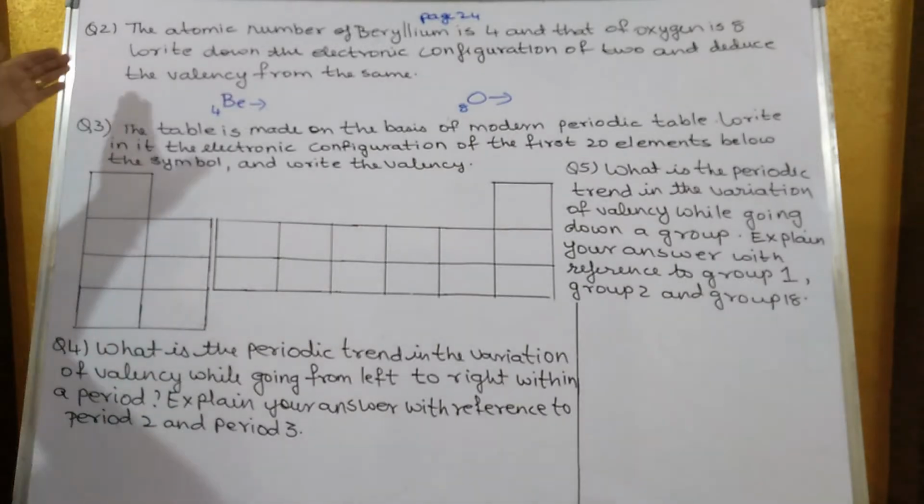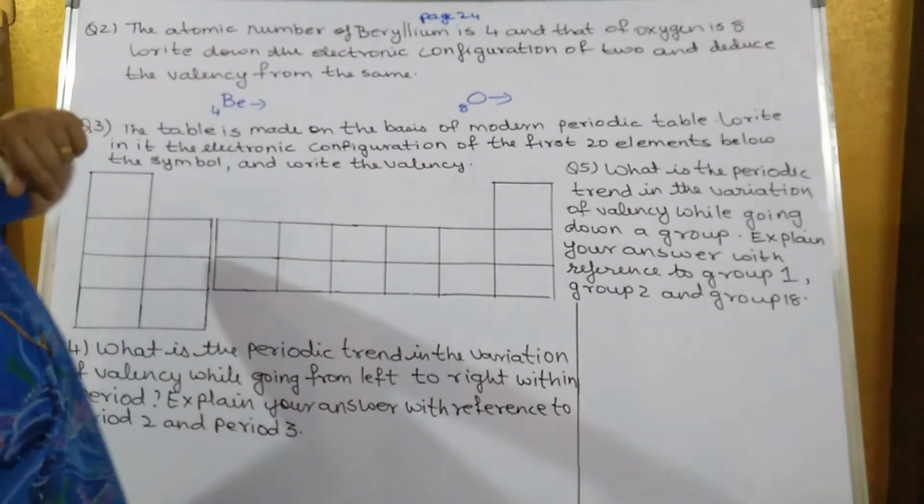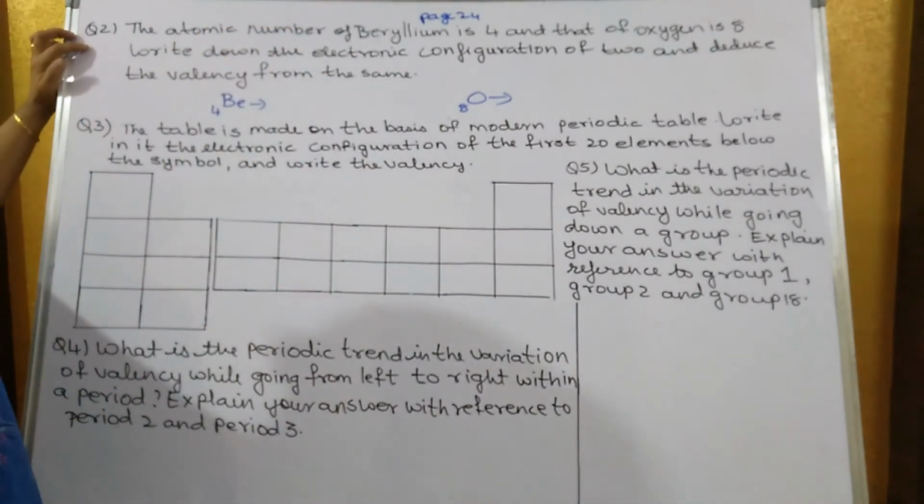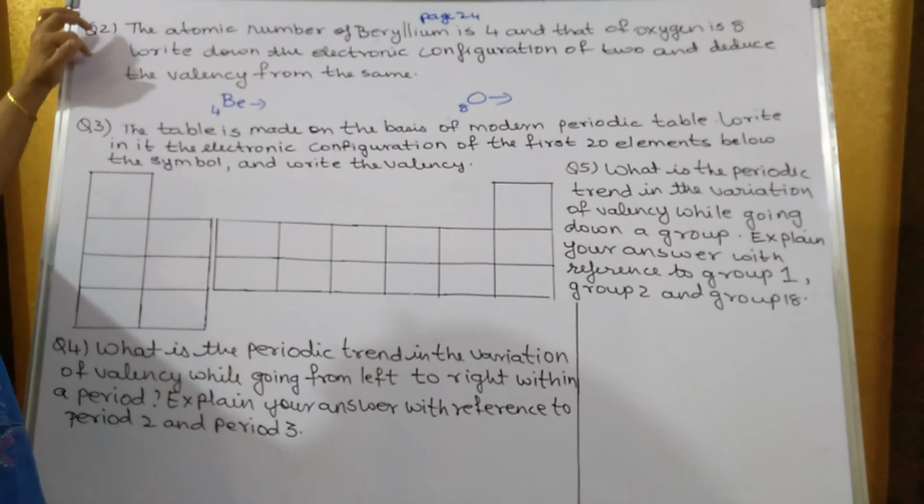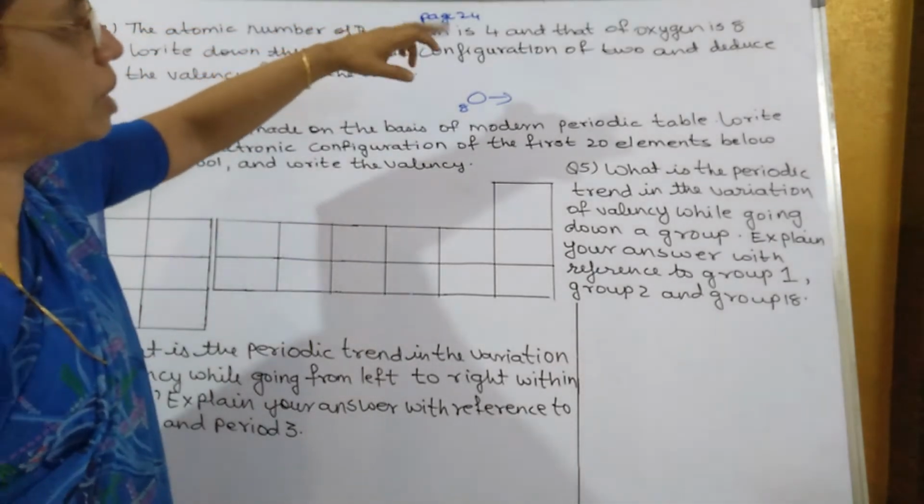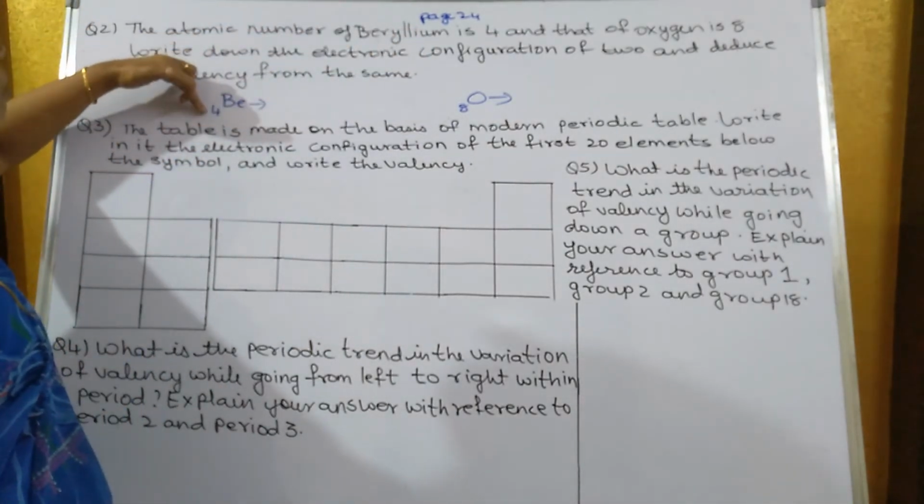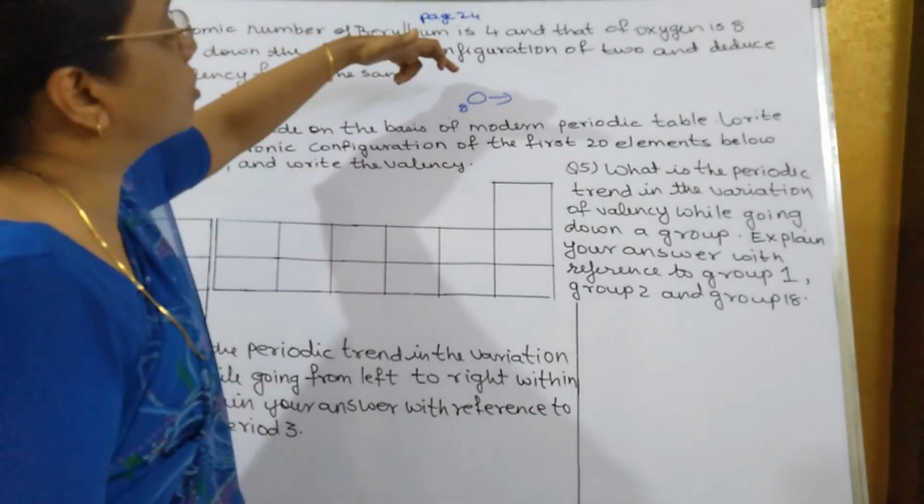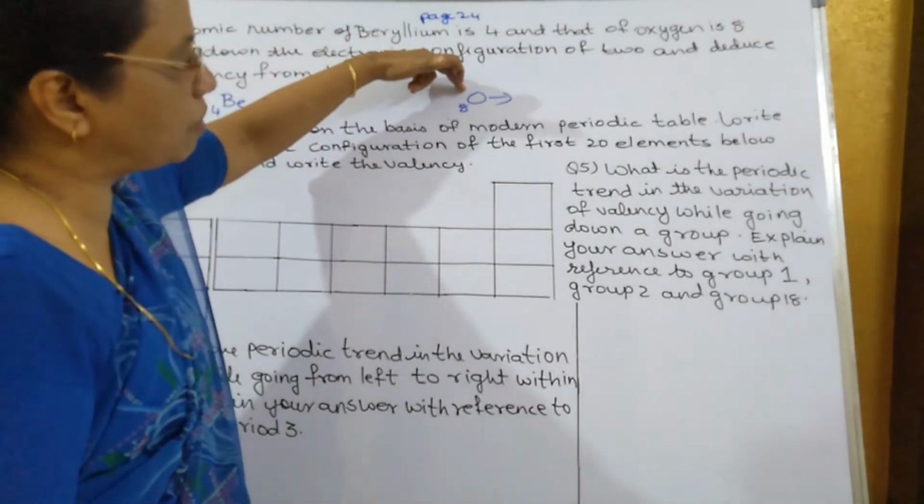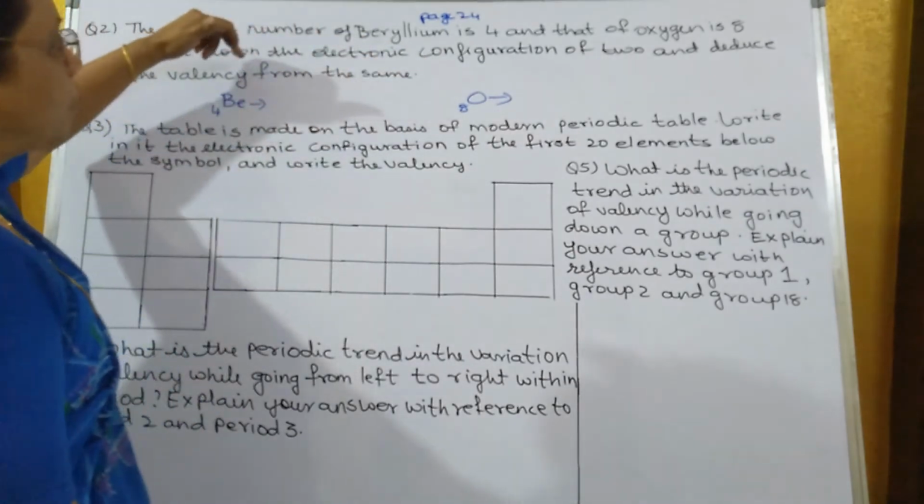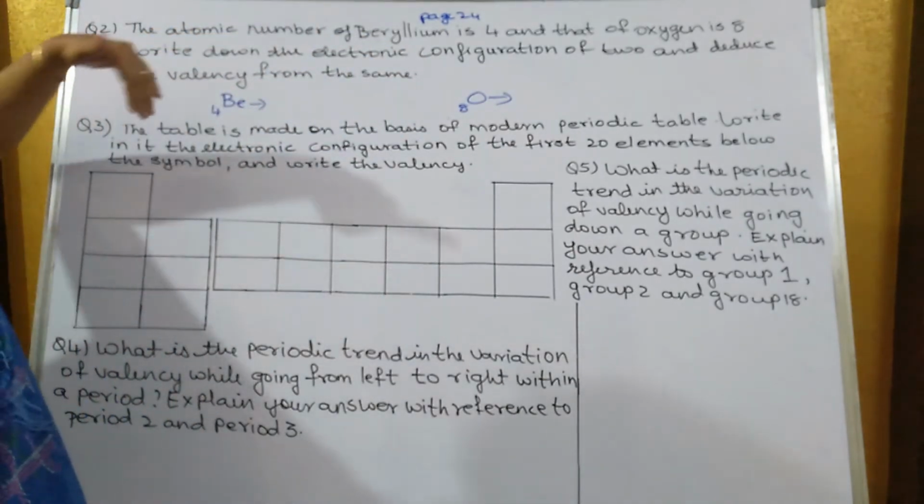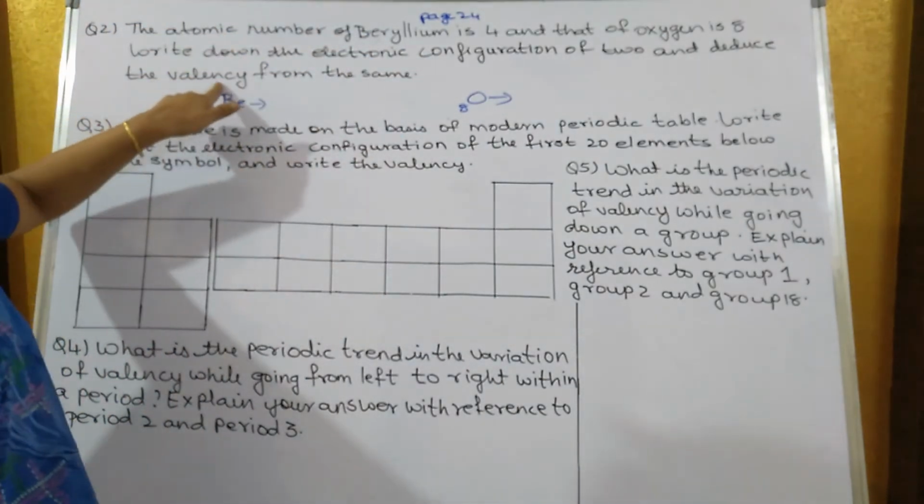Now these are the questions which are given on page number 24. The first question we had already discussed before. In the second question, the atomic numbers of beryllium and oxygen are given. Beryllium's atomic number is 4, and the atomic number of oxygen is 8. You have to write down the electronic configuration, and from the electronic configuration find out the valency.